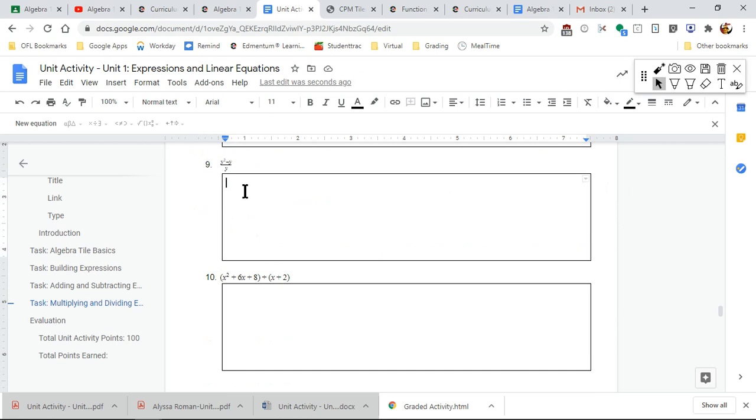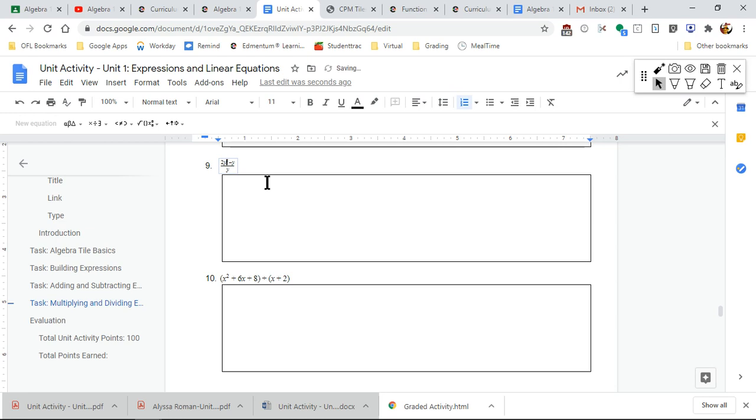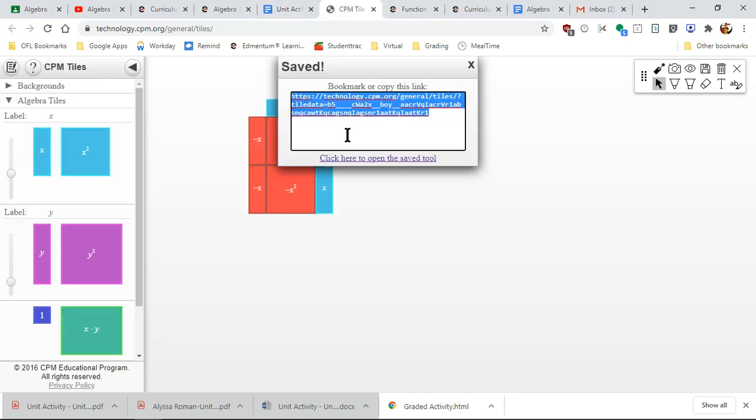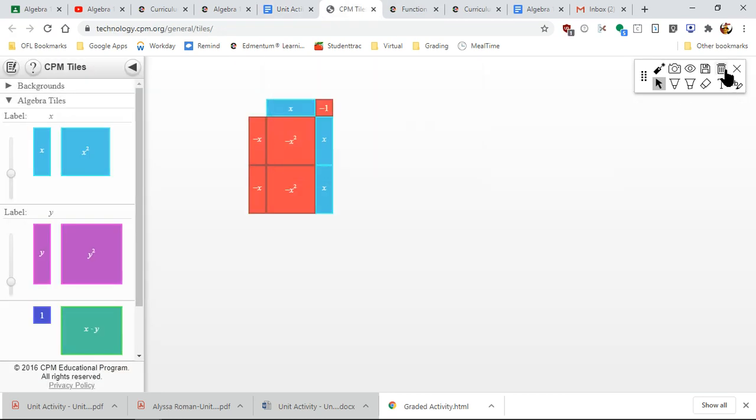So let's do this division one. I'm going to make this a little harder. I'm going to put 2 here. So what I'm going to do here is, since I'm dividing, this rectangle should be what I'm dividing by.